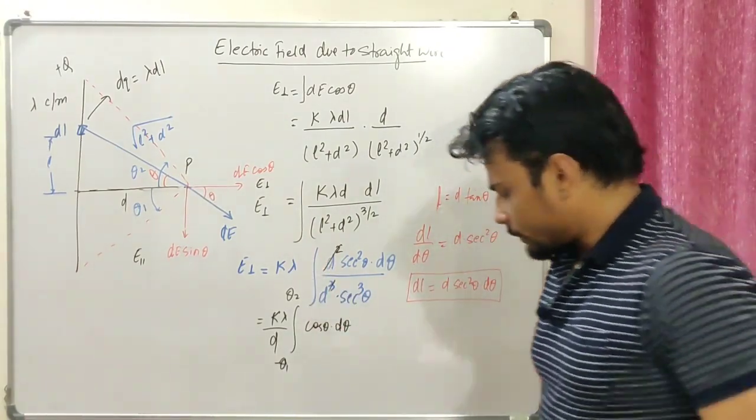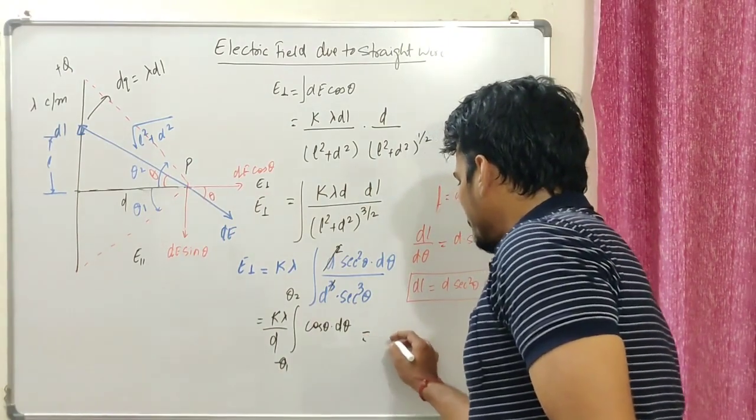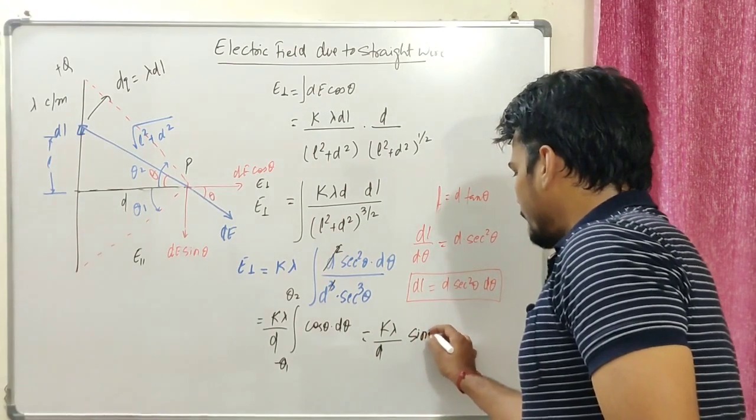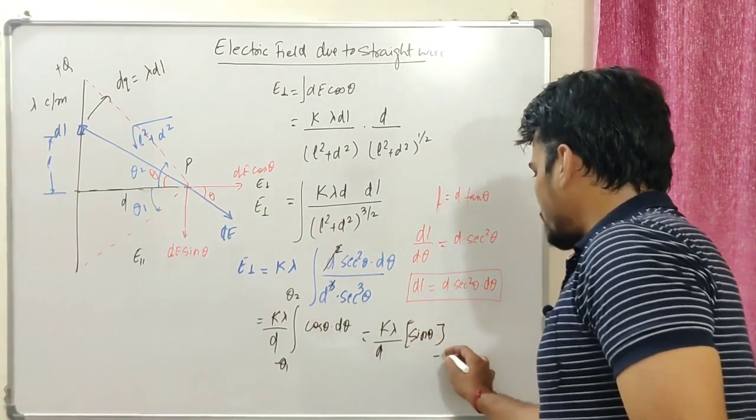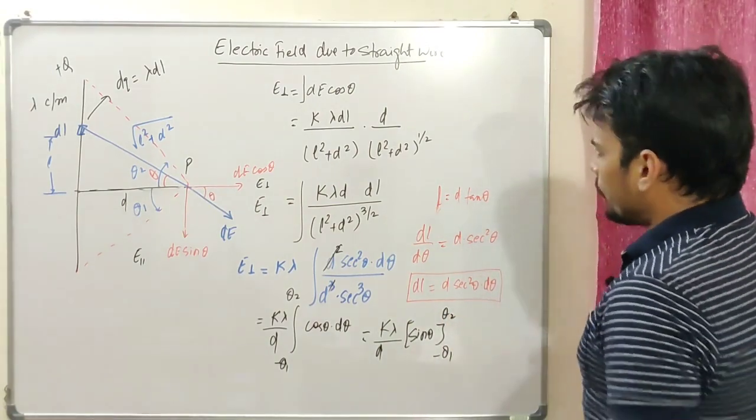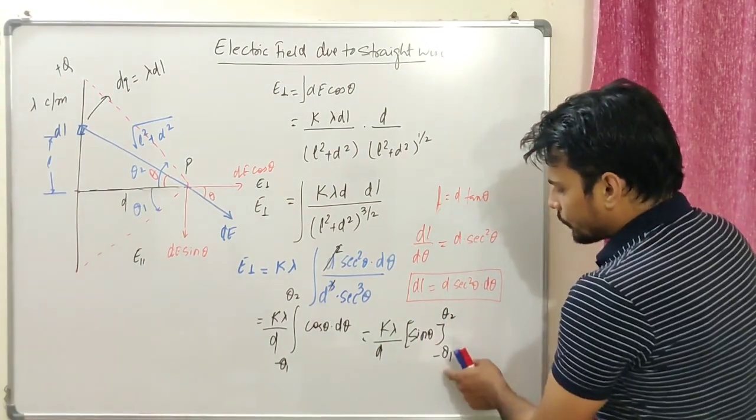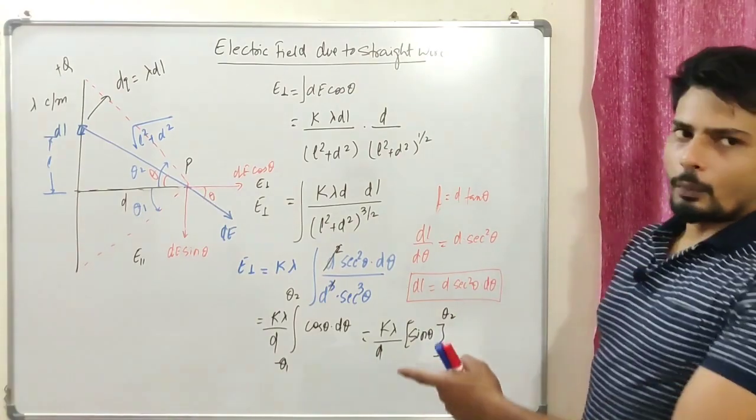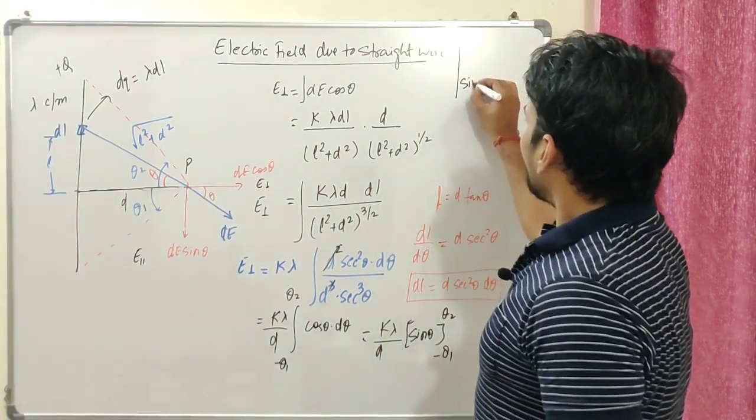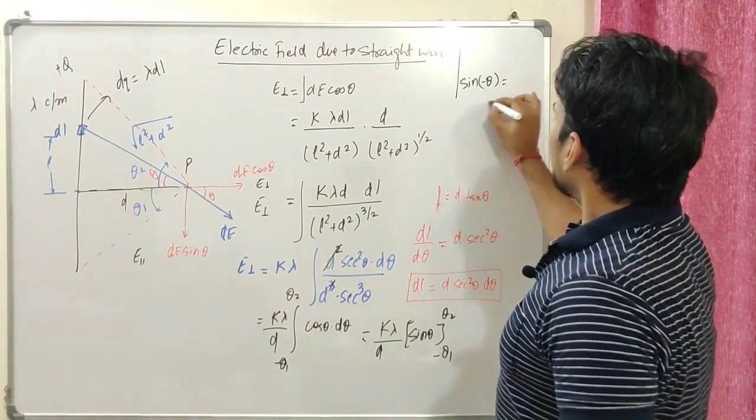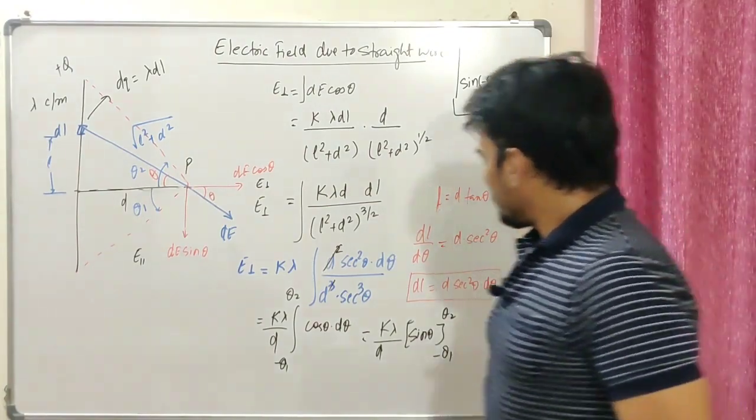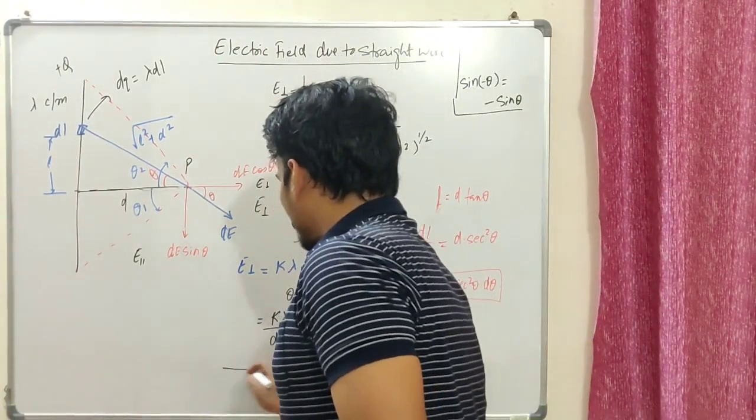The integration of cos theta is nothing but sine theta. That should be k lambda by d sine theta. The limit should be negative theta 1 to theta 2. So I'm going to get sine theta 2 minus of minus sine theta 1. You should know that sine of minus theta is nothing but minus sine theta. That's the mathematical rule. So let me write it over here. You guys can check it out over here.